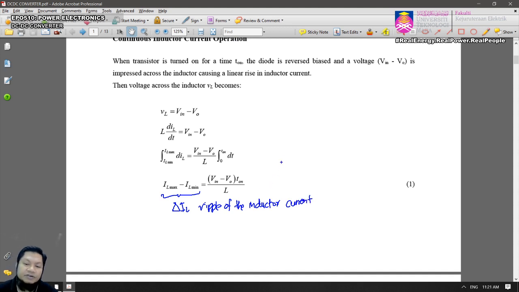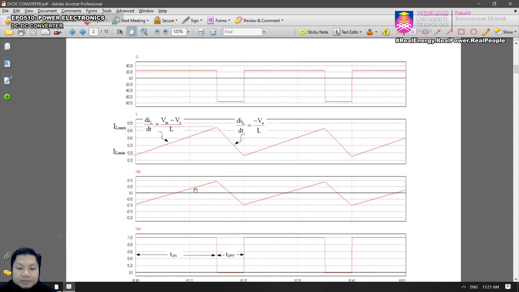Right, so this is the ripple of the inductor current. So this is equation 1, right? So during turn on, and now we're going to look at when the switch is off. So I'm going to write again the circuit. You have again positive, negative, the switch. Just put it as a BJT if you like, no worries. BJT, MOSFET. And then we have this inductor, capacitor.